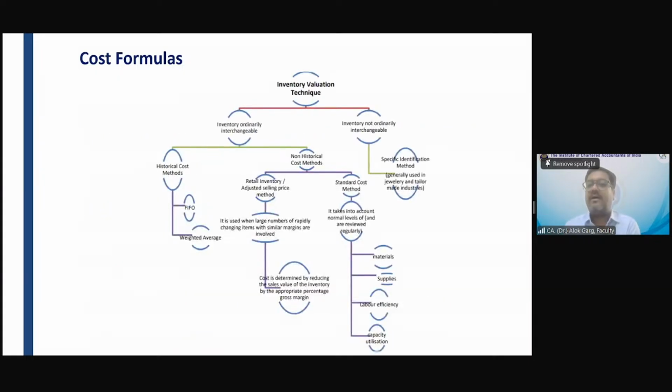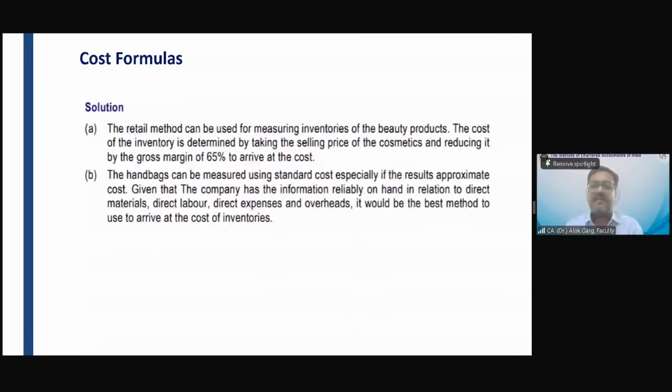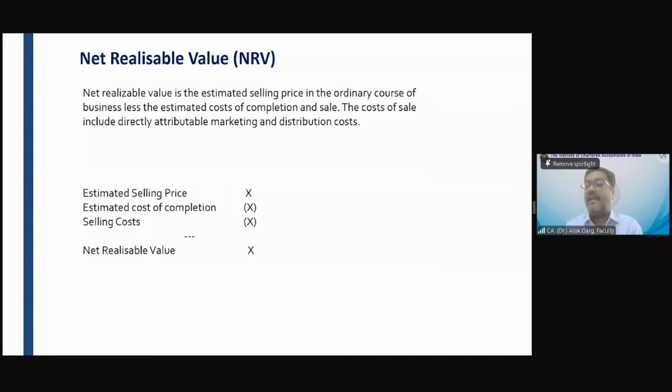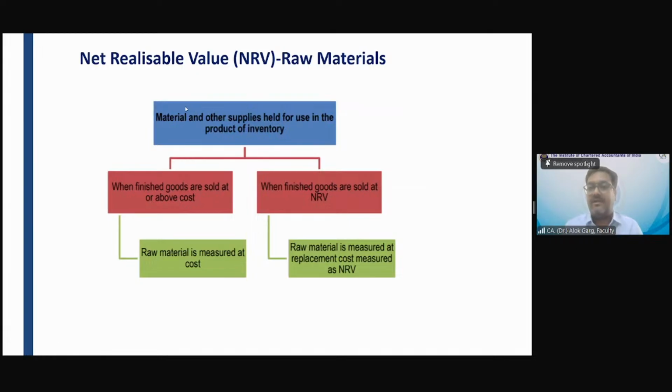So the cost formula we discussed. NRV we discussed. Net realizable value is equal to estimated selling price minus estimated cost of completion minus selling cost. Inventory has to be measured at cost or NRV, whichever is lower. So for the work in progress and the finished goods, inventory has to be measured at cost or NRV, whichever is lower. What about the raw material?